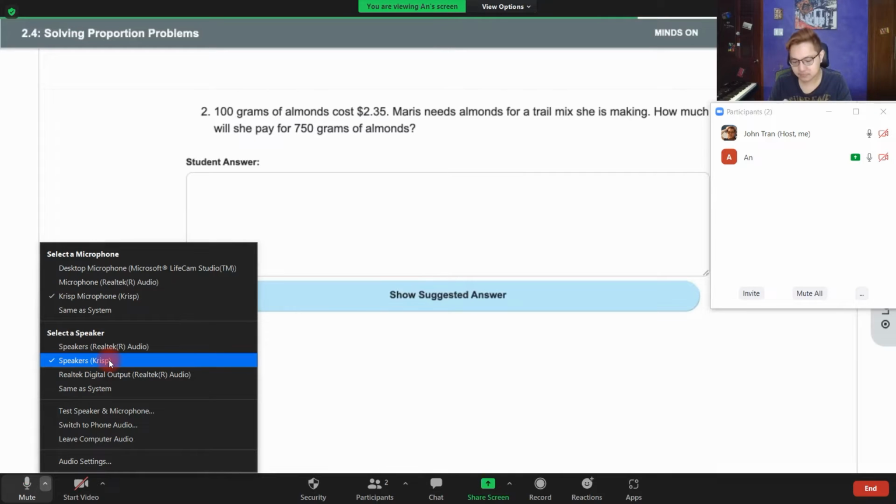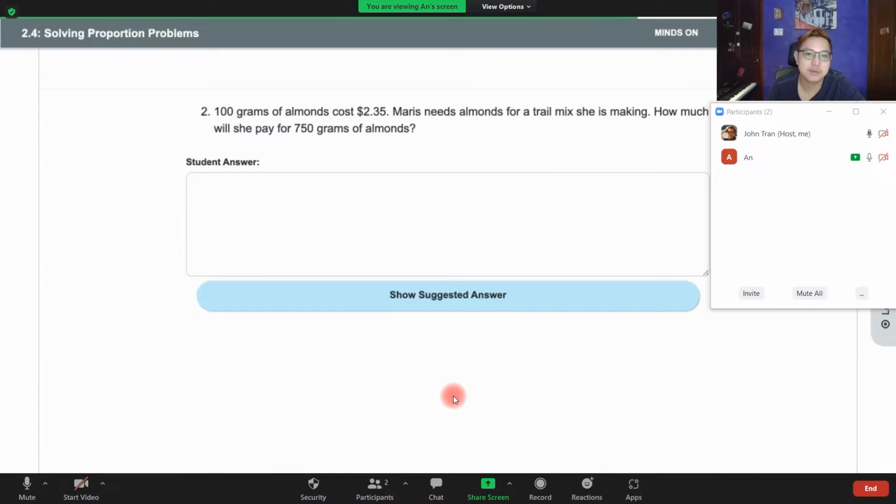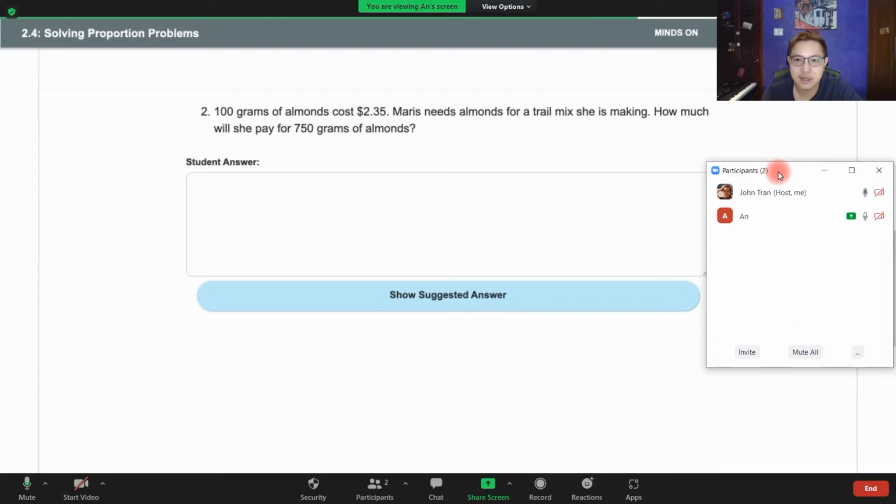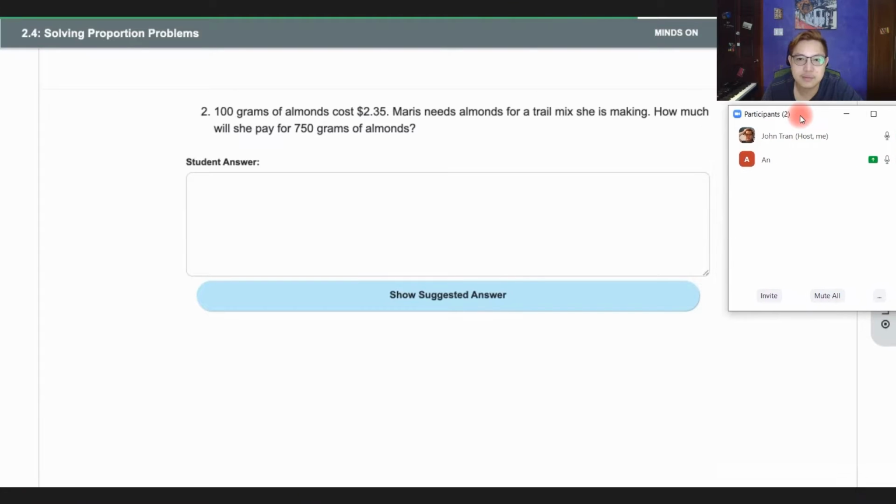Okay, let's do it. So, 100 grams of almond costs $2.35. Mary needs almond for a trail mix she's making. How much would she pay for 750 grams of almond? Okay, please do this.